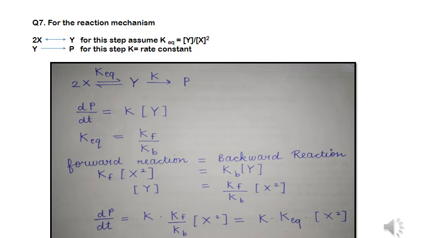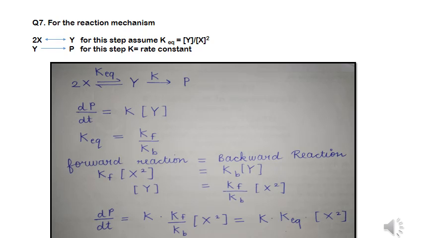But if you look carefully, you have K equilibrium for the first reaction. K equilibrium is equal to the rate constant for the forward reaction upon the rate constant for the backward reaction. But the velocity of the forward reaction is given by Kf into x square, while the velocity, that is the rate of the backward reaction, is given by Kb into y, which is understandable as we did for the second reaction.